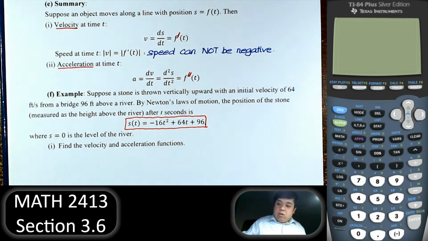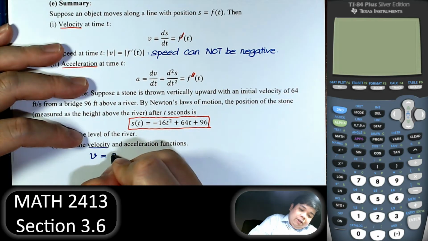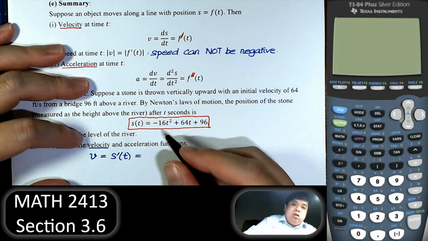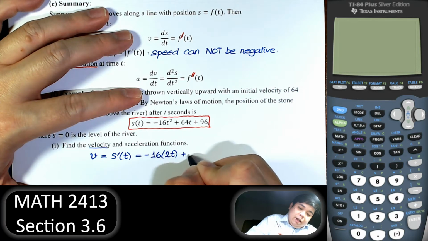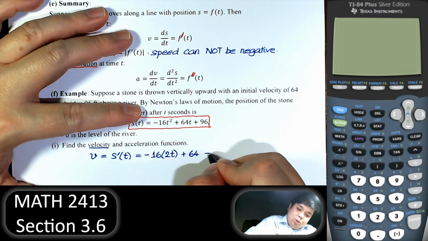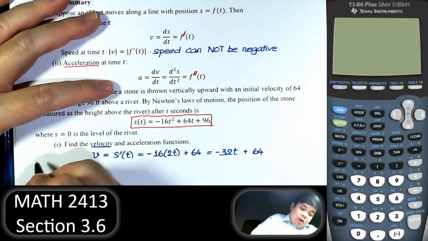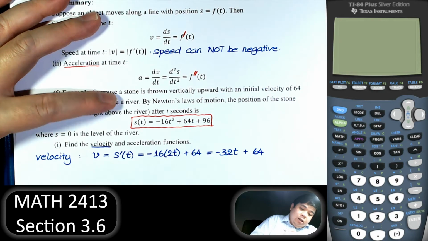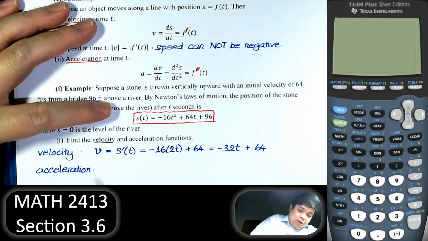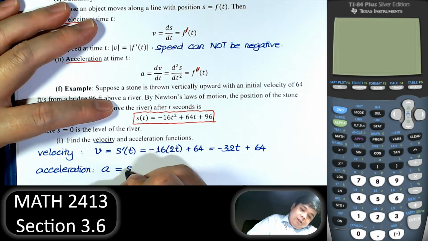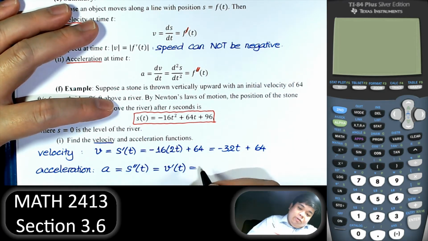So it's easy. Velocity is the derivative of the position function. The derivative of this is negative, I'm just going to do that for now. The derivative of t squared is 2t, and the derivative of 64t is 64, and that's what we have. So we have negative 32t plus 64. That is the velocity function. Next, we find the acceleration function. Acceleration is the second derivative of the position function, or just the derivative of the velocity function. So we take the derivative of this, and it is negative 32.